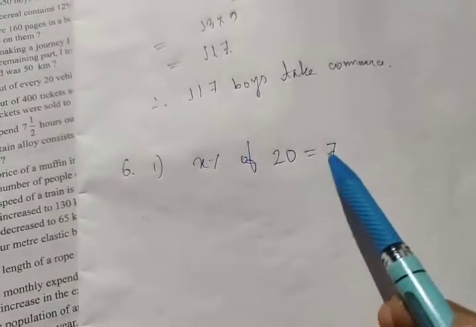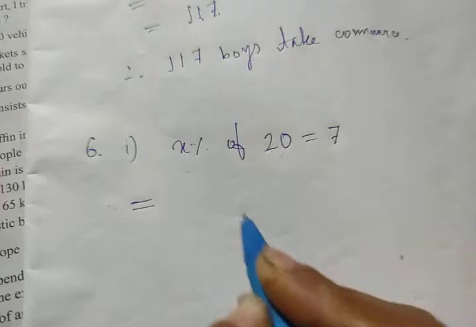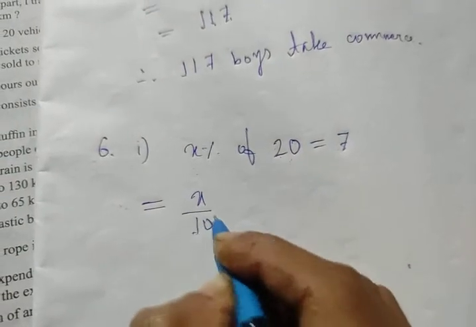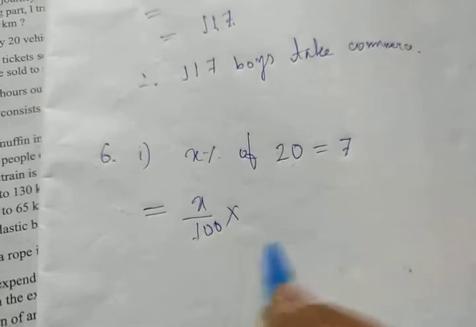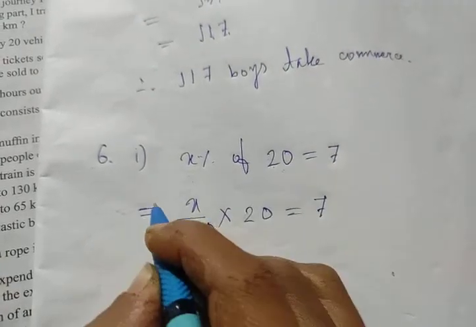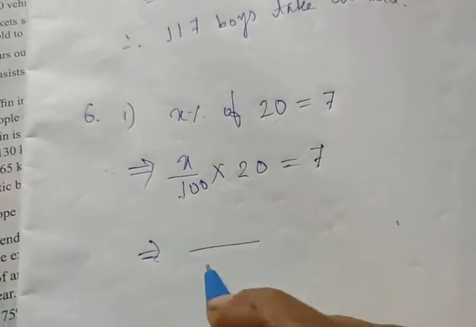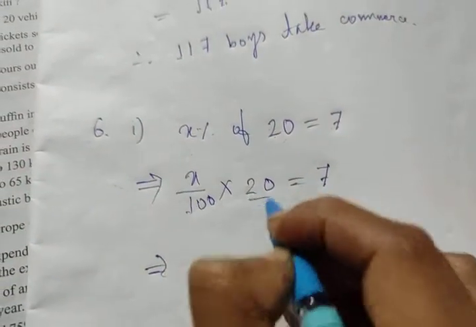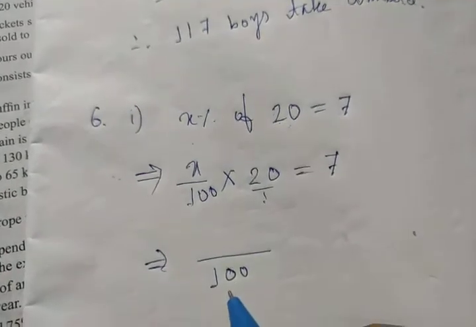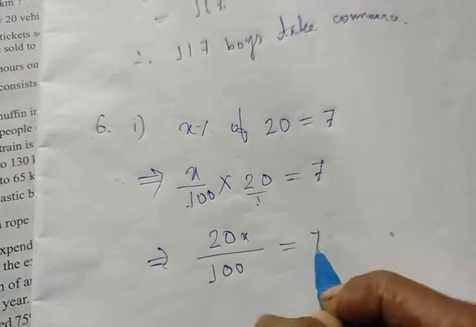That's why we are writing it equal to 7. Now x percent, that means what? x by 100 of means multiplication, into 20 is equal to 7. That means how can we write this whole term? 100 into 1 is equal to, there is 1, no? So 100 into 1 is equal to 100, and 20x is equal to 7.